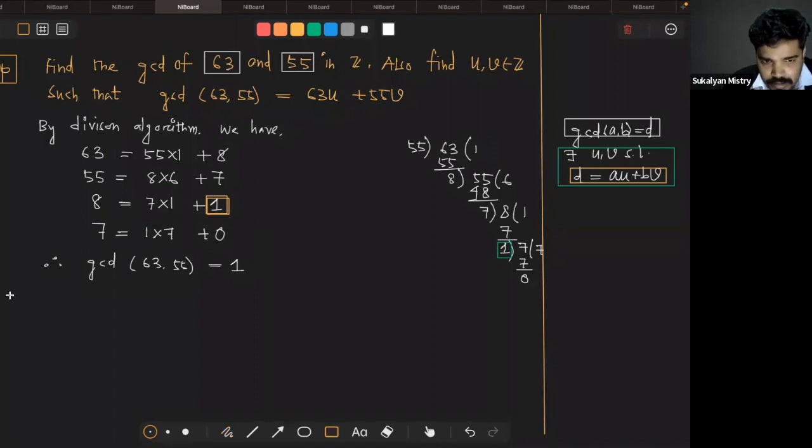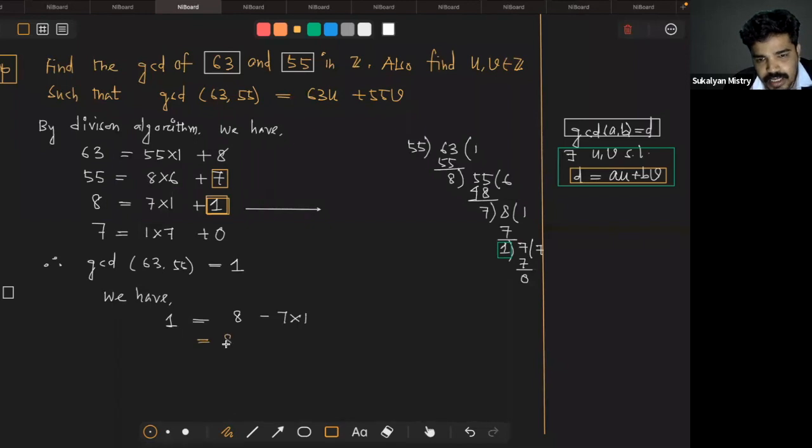Okay, এবার আমরা দেখো আমরা সবসময় জিসিডি কত পেয়েছি, 1 পেয়েছি, তার মানে এই রিলেশন থেকে আমাদের শুরু করতে হবে ব্যাক ক্যালকুলেশন, ব্যাক প্রসেসে। তার মানে 1 থেকে শুরু করতে হবে। So 1 is equal to 8 minus 7 into 1. এবার 7 এই যে রিমাইন্ডার, সবসময় রিমাইন্ডারের ভ্যালুগুলো পুট করবে। 7 এর ভ্যালু পুট করো, so that means 8 minus 7 is equal to 55 minus 8 into 6.